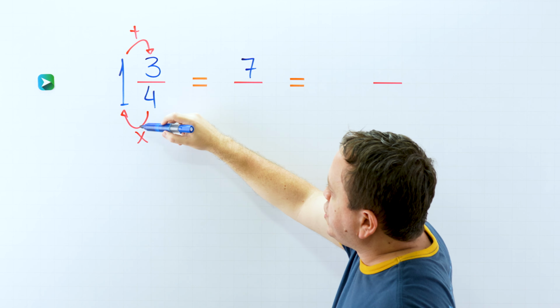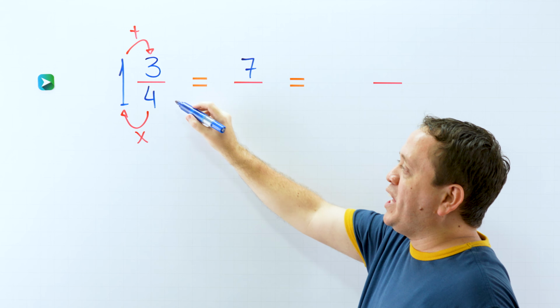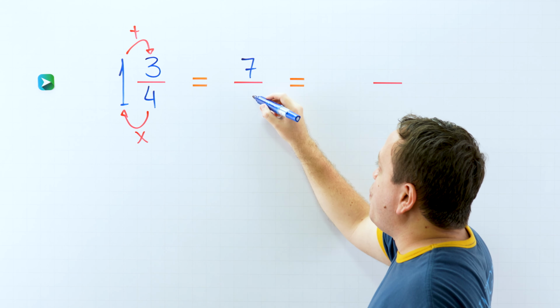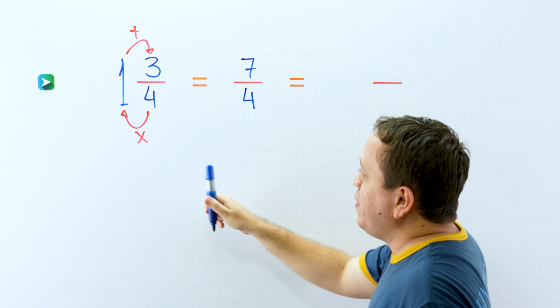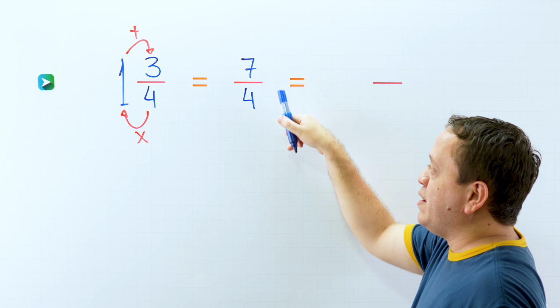Once again, 4 times 1 is 4, plus 3 gives us 7. Finally, we keep the denominator the same, so 4 comes over here. Therefore, the mixed number 1 and 3/4 is equivalent to the improper fraction 7/4.